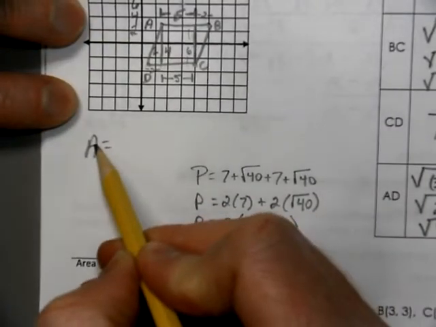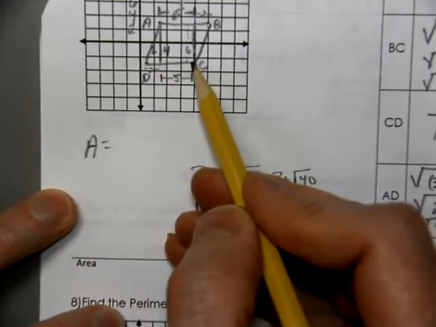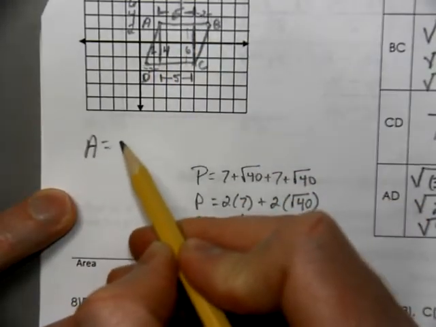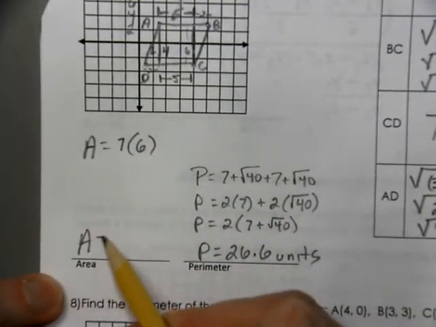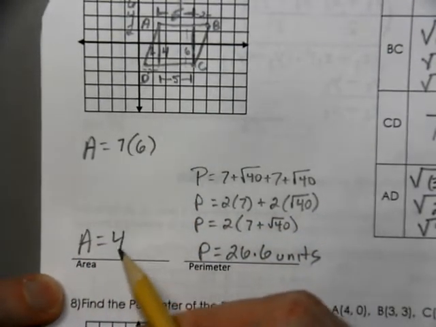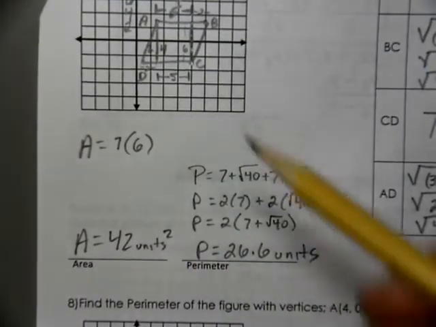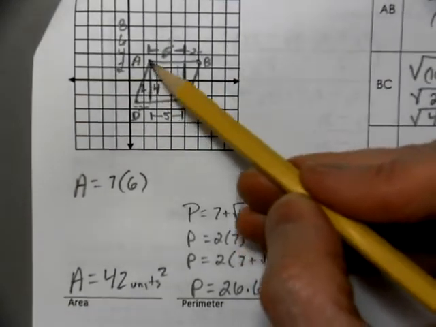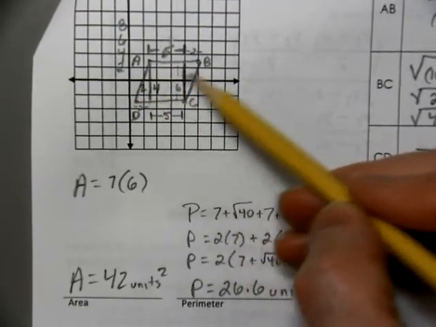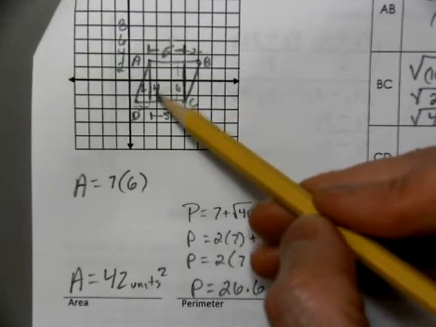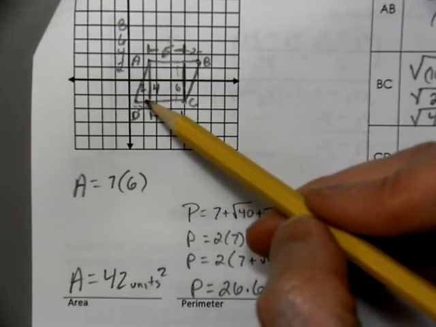So now we're going to look at the area. The area is base times height. 7 times 6. 7 times 6 gives us an area of 42 units squared. So what we needed to do, again, we needed to break this parallelogram up into 3 sections. We got 2 triangles and we have this rectangle in the middle.